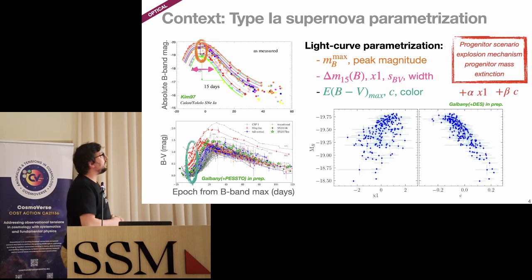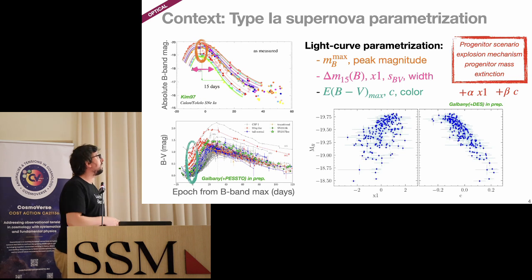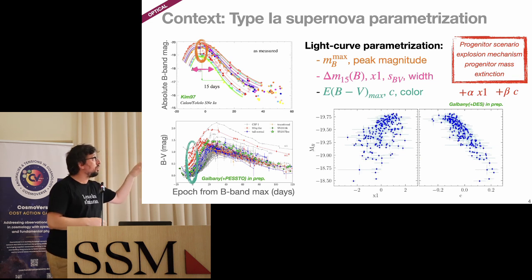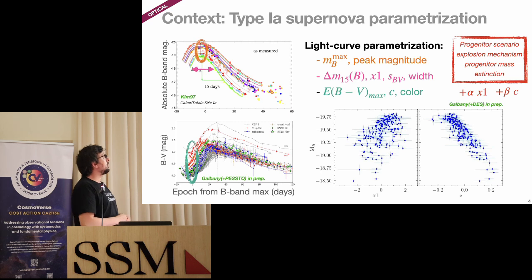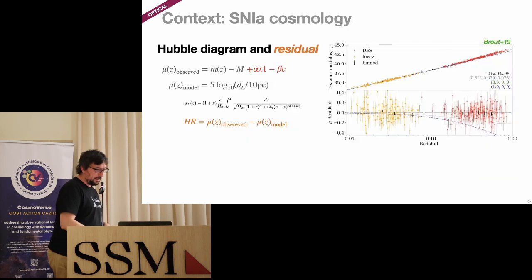So this basically gives you a proxy of the progenitor scenario and explosion mechanism. What is the progenitor mass? I talked about Chandrasekhar and sub-Chandra. All these parameters relate a bit to all these physical things. And also, in the color case, there's an estimate of the extinction suffered by this explosion. So this is how we parameterize these objects.